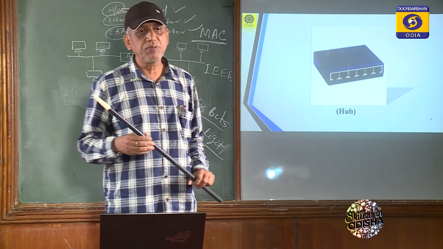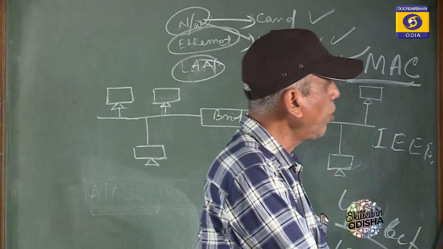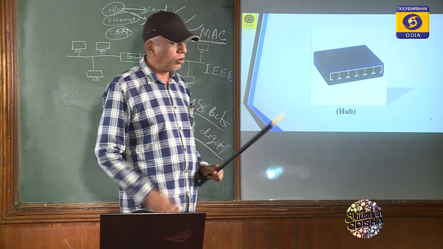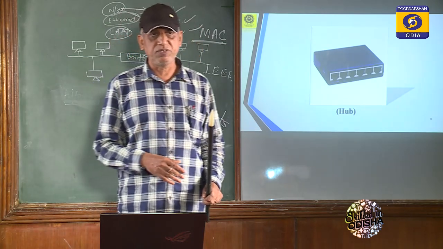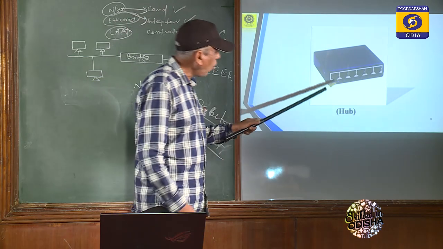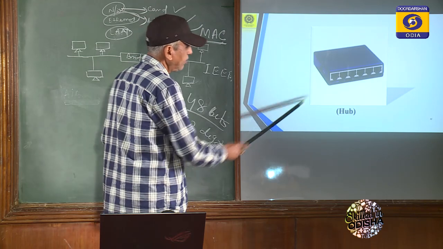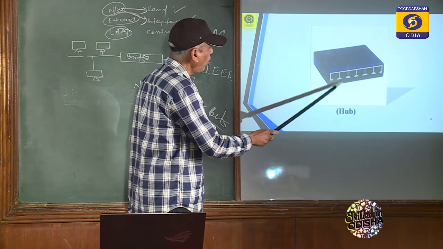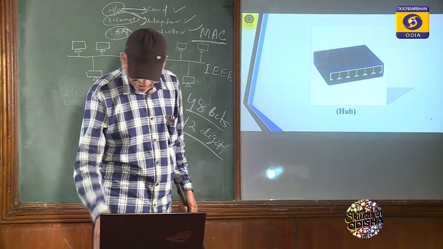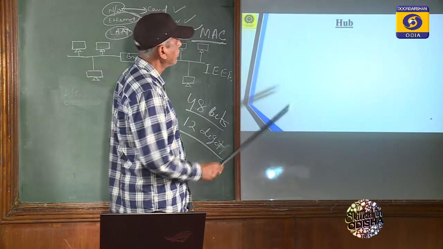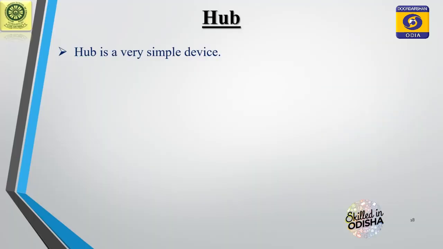There are 3 types of transmission: broadcast, multicast and unicast. Unicast means one computer to one computer. Multicast means selected systems, more than one but selected. And if it is all, that is broadcast. By default this device sends to all, not to a particular system. So this is the disadvantage. That's why it is a very simple device.